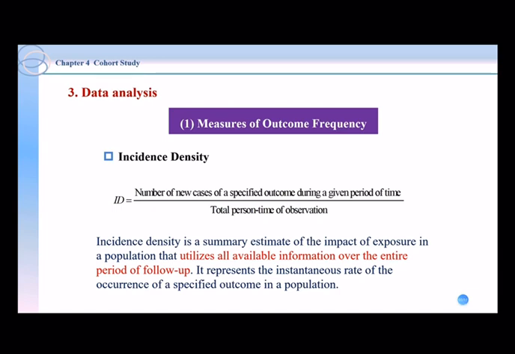The reason we use person years is that not everyone will be followed up for the full time during the cohort study. They might drop out during the middle of the study. So we need to use all available information during the entire period of follow-up in order to give more accurate measures of the outcome frequency.